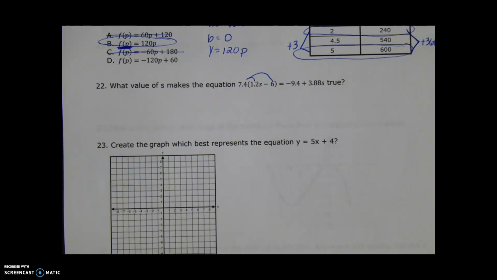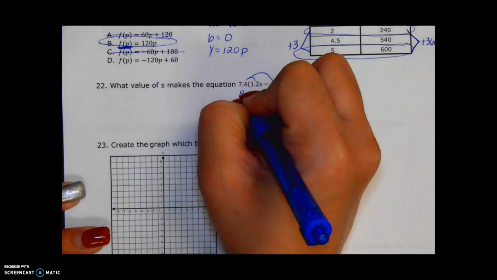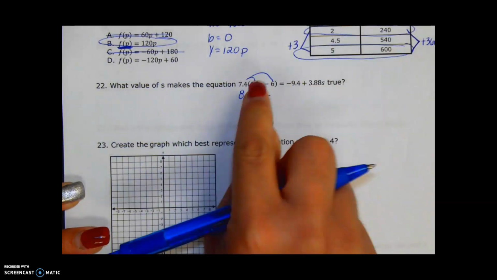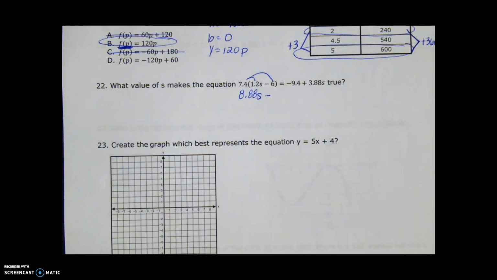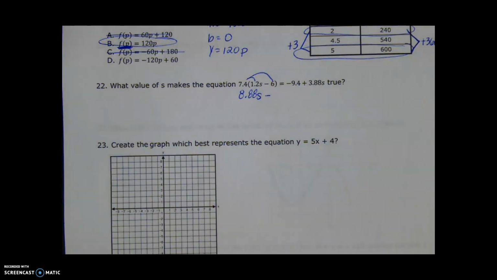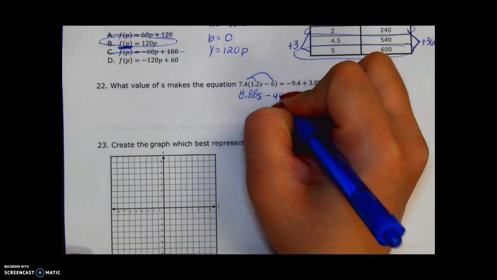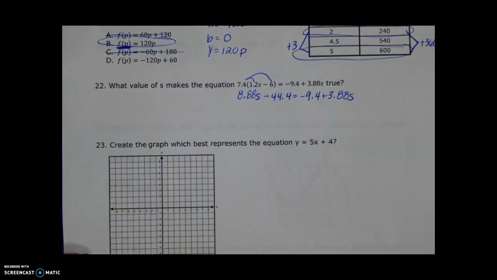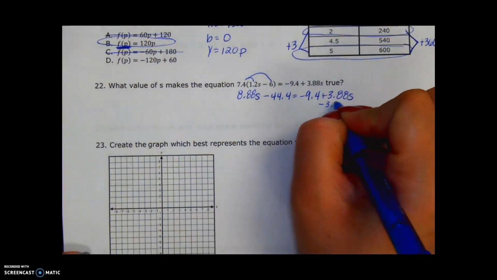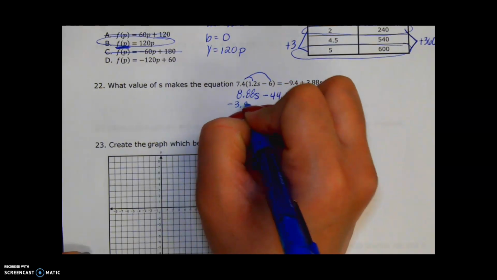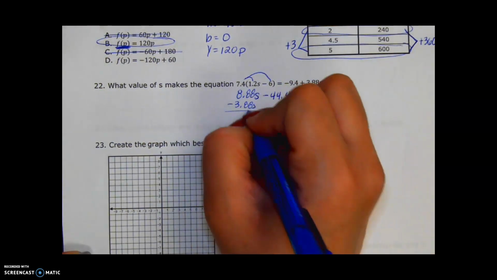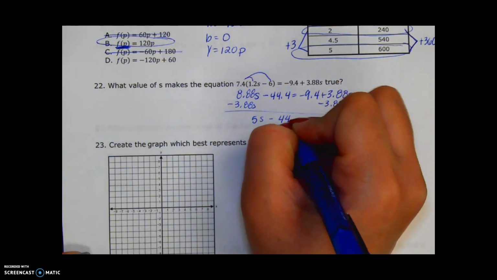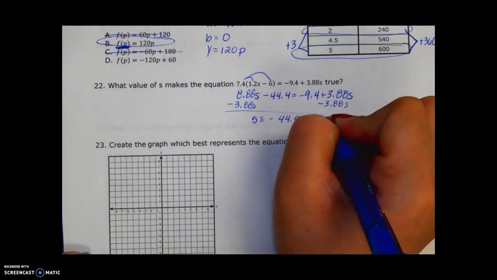Distribute 7.4 times 1.2. And that ends up being 8.88s minus 7.4 times 6. We'll type that into our calculator. And I get 44.4. Negative 9.4 plus 3.88s. Combine your like terms, okay? So minus 3.88s, 3.88s, and I end up with 5s minus 44.4 equals negative 9.4.